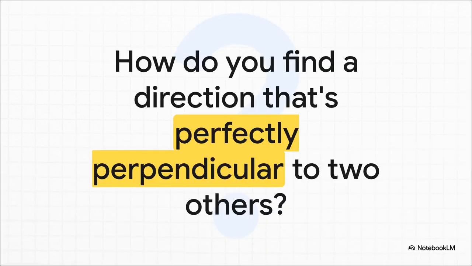So let's start with a puzzle. Imagine you're in 3D space, and you've got two lines, two vectors, pointing in different directions. Now, what if you had to find a third direction? One that's at a perfect 90-degree angle to both of the first two at the exact same time. Sounds like a simple geometry brain teaser, right? But it's actually a problem that engineers and physicists have to solve constantly.